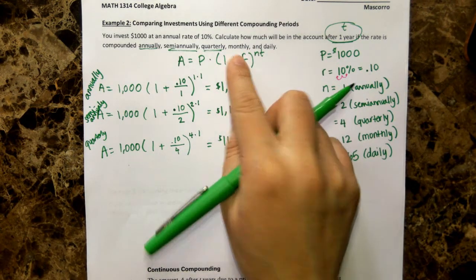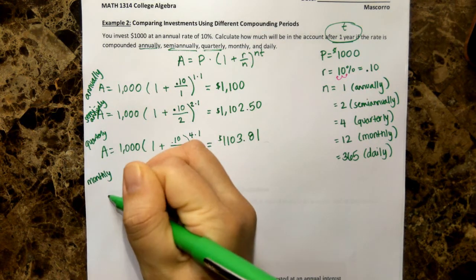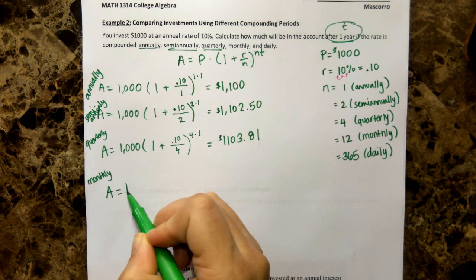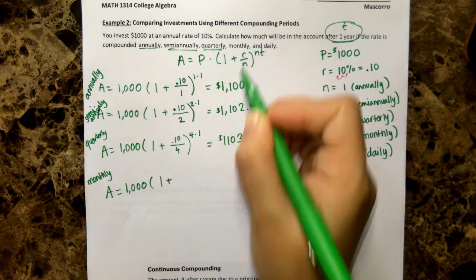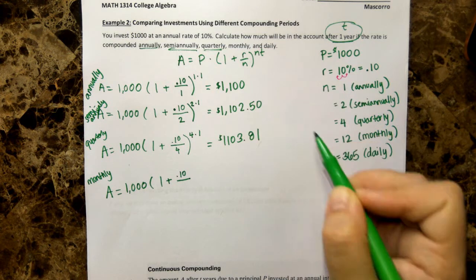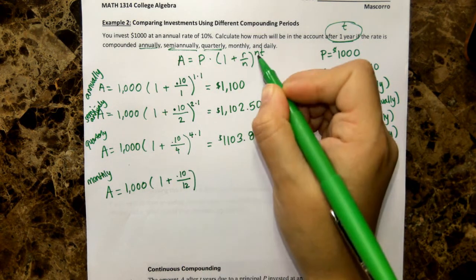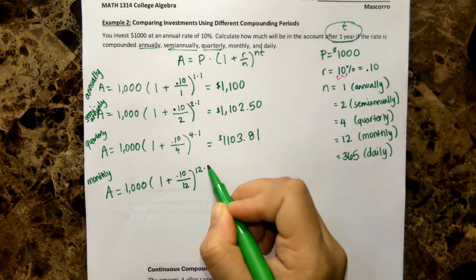Alright, next is monthly. Let's say they're going to offer you this plan, except they're going to compound the interest monthly, meaning 12 times a year. My principal will still be $1,000. 1 plus my interest rate will still be 10%. The n, that's the only thing that's going to change, is monthly. Monthly means 12 times in a year. I'm going to raise it to the n, which again is 12, times t. T is still 1 year.